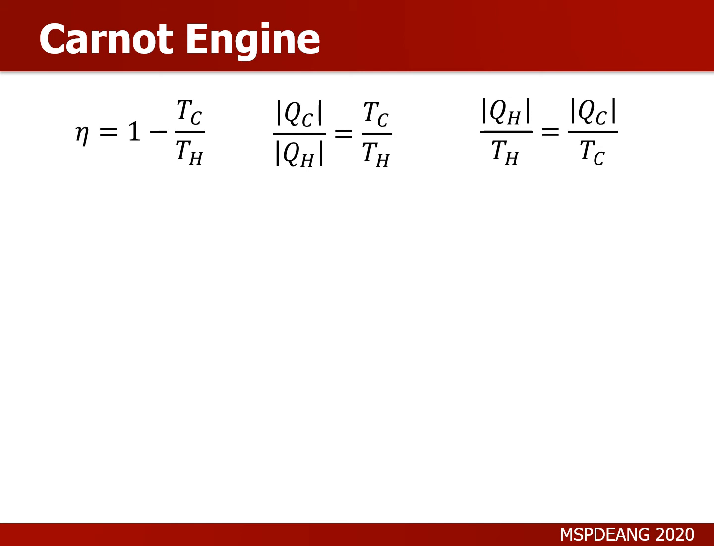So for a Carnot engine, the thermal efficiency is only dependent on the working temperatures of the upper and lower heat reservoirs. Based on the definition of a thermal efficiency of a heat engine, 1 minus Qc over Qh. For a Carnot cycle, Qc over Qh is also equal to Tc over Th, or the absolute value of Qh over Th is also equal to the absolute value of Qc over Tc.